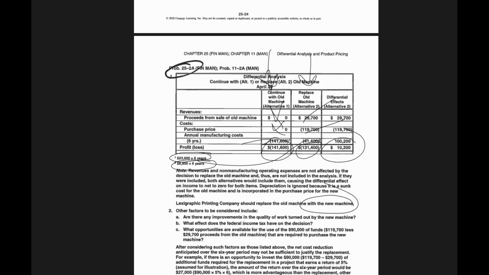Go with the new. Now, of course, there's all kinds of other factors in there, of which some they list here. Other factors to consider: are there any improvements in the quality of the work put out by the new machine? That's one thing to consider. What effect does the federal income tax have on this decision? We won't go into taxes here, but that's certainly a factor to think about, no doubt. And what opportunities are available for the use of this $90,000 of funds that are required to purchase this new machine? That concludes our work for Chapter 25.